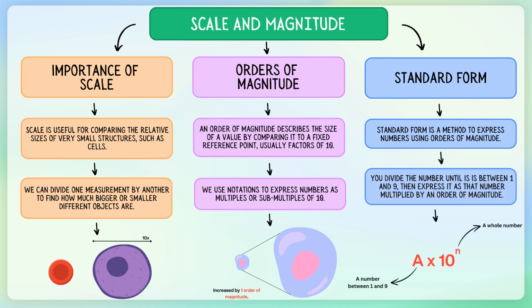To express a number in standard form, we divide it so that it becomes a number that lies between 1 and 9. Then, we must express our value as that number multiplied by an order of magnitude. Understanding scale and magnitude enhances your capability to work with the very small and large numbers that are frequently encountered in fields of biology.